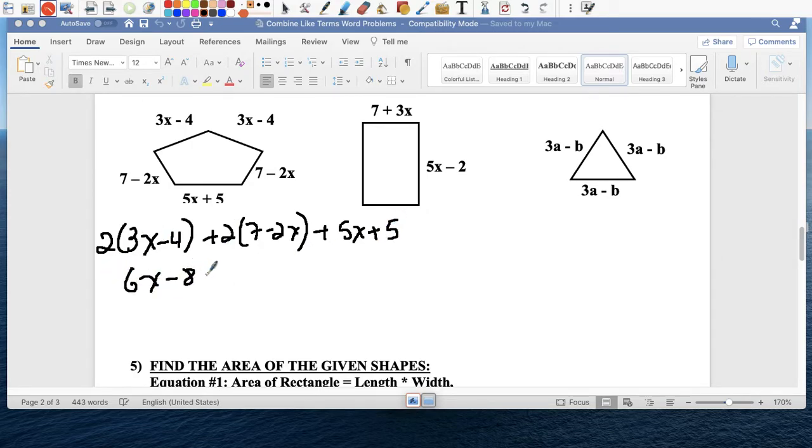6x minus 8 plus 14 minus 4x plus 5x plus 5. Combine like terms, we get 6x and minus 4x is 2x, plus 5x is 7x. Negative 8 and 14 is positive 6, and positive 6 plus 5 is 11.